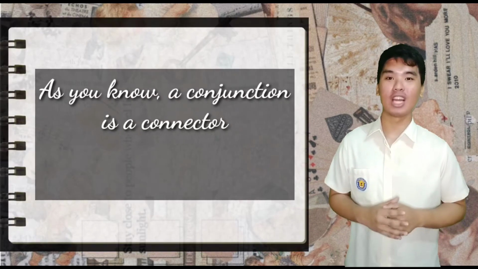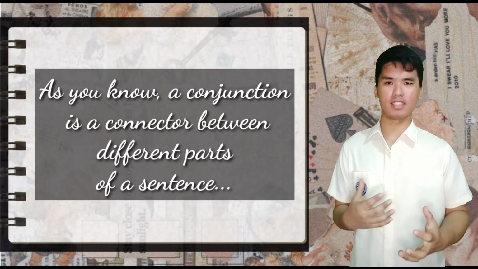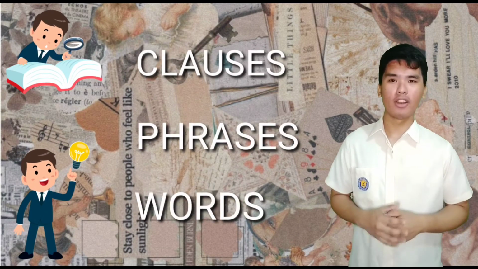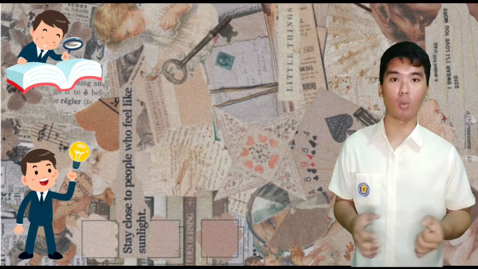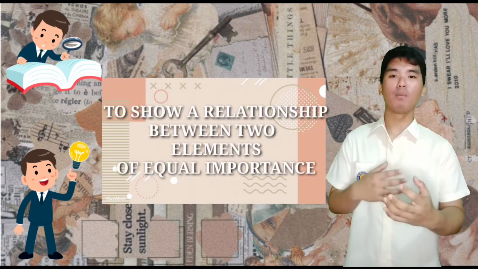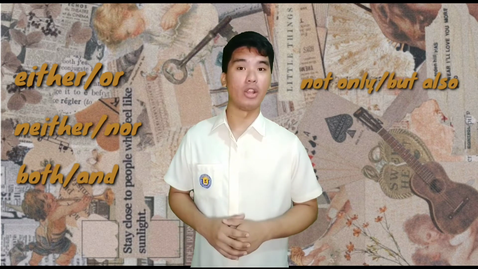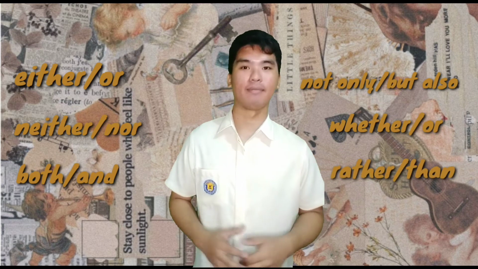As you know, a conjunction is a connector between different parts of a sentence, whether between two clauses, phrases, or words. Correlative conjunctions are conjunctions that work in pairs to show a relationship between two elements of equal importance. In other words, correlative conjunctions combine two related parts of speech. Some common examples are either/or, neither/nor, both/and, not only/but also, whether/or, and rather than.